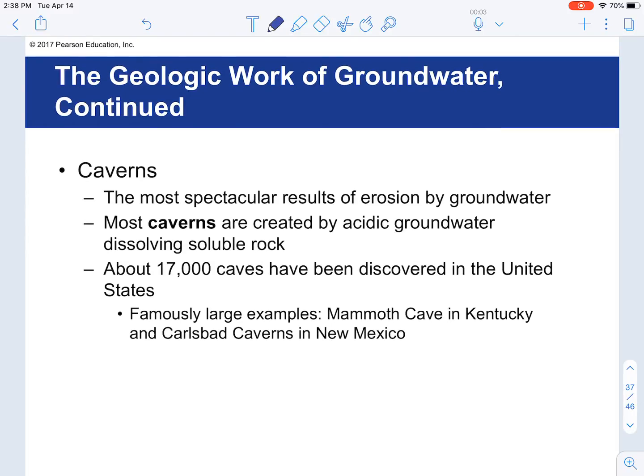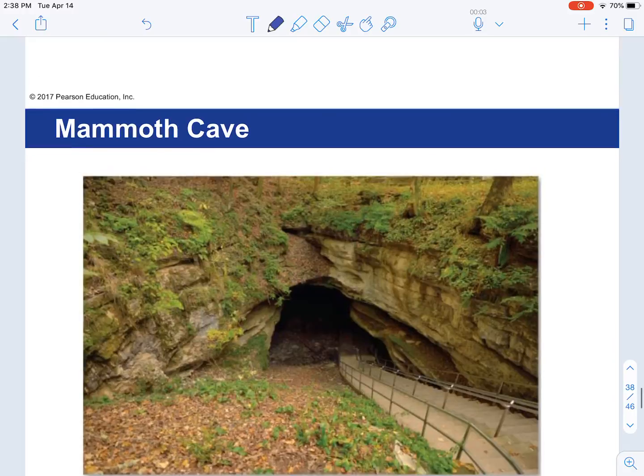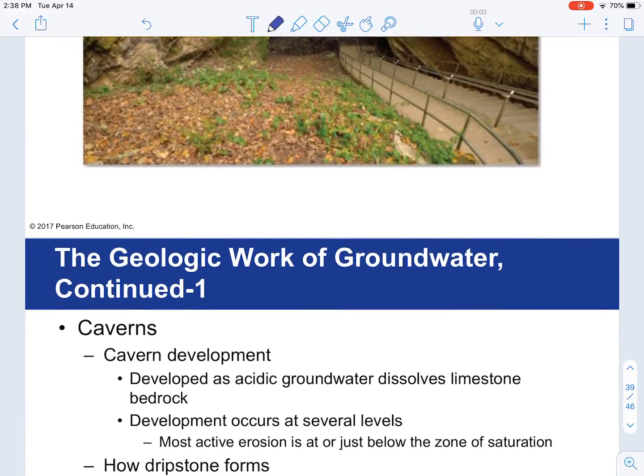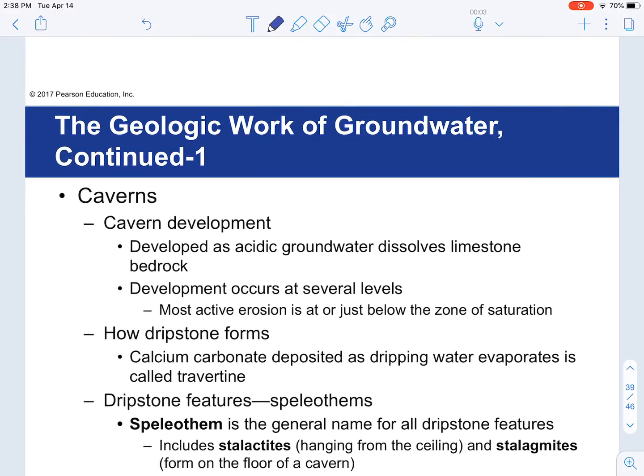So you guys have seen pictures of these caves. There's a really sweet virtual tour of, I think it's Carlsbad Caverns, that I posted in the groundwater unit. But you might watch that because it's pretty cool. A lot of the water that's eroding this limestone creates sweet formations underground. Mammoth Cave is in Kentucky. Carlsbad is in the southwestern U.S.